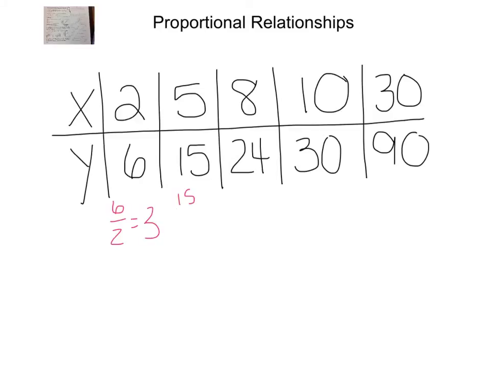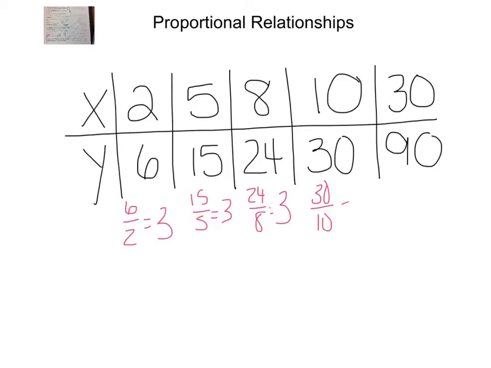Here I'm doing 15 divided by 5, I get 3. 24 divided by 8, I get 3. 30 divided by 10 equals 3. And 90 divided by 30 gives me 3 as well. So according to our toolkit again, when you take your y and divide by your x, if those ratios are equal, then we know that a proportional relationship exists. So since our y divided by x for all values in our table equals 3, we know that this is in fact a proportional relationship between our x and our y.